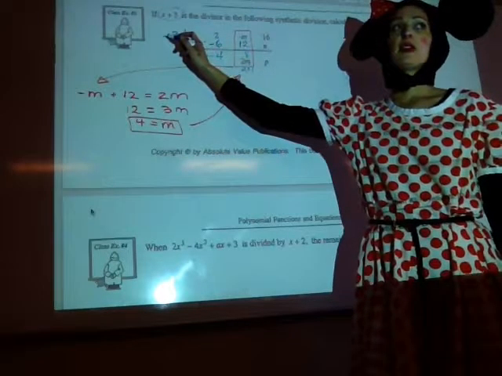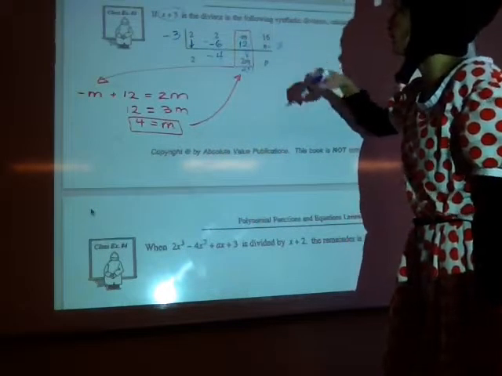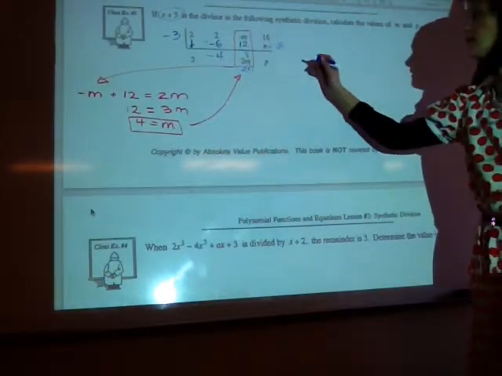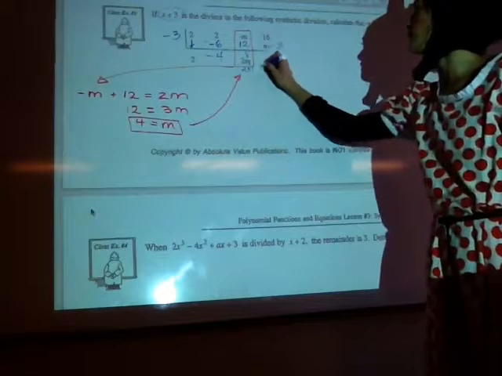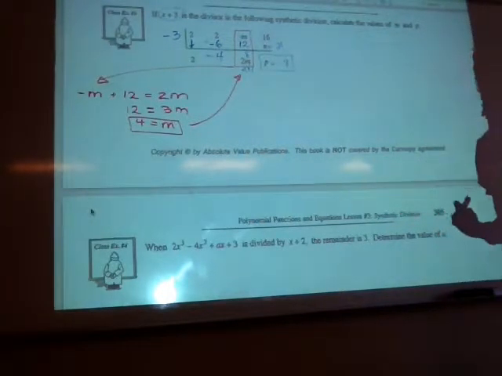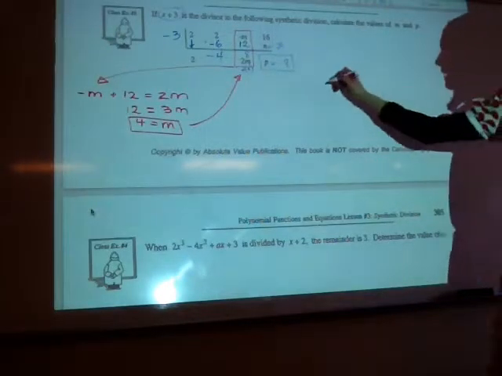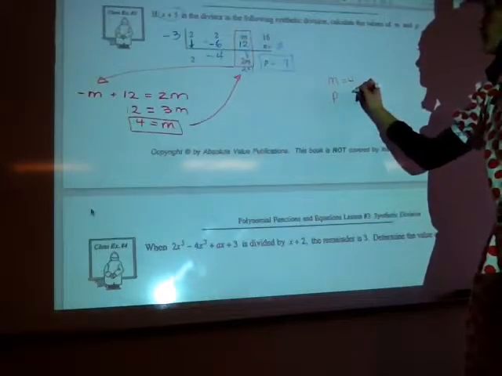8 times negative 3 is negative 24. So n equals negative 24. 16 minus 24 gives me negative 8. So m is equal to 4. P is equal to negative 8.